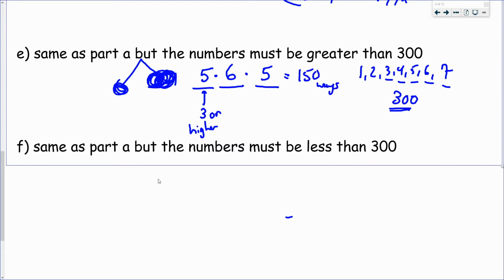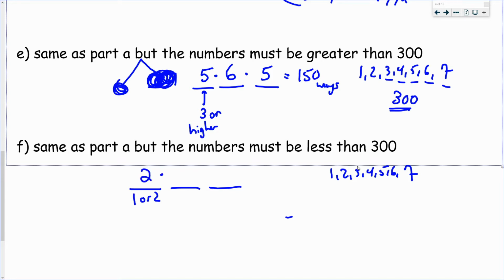All right, last one. Same as part A. So using the numbers 1 to 7, no repetition. The numbers have to be less than 300. What makes a number less than 300? Well, let's think. If I have a 3 here, it's not going to be less than 300. Now remember, you only have these numbers to use one time each. Okay, so for it to be less than 300, this has to be a 1 or a 2. So there's only 2 options here.